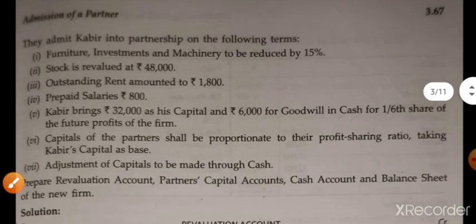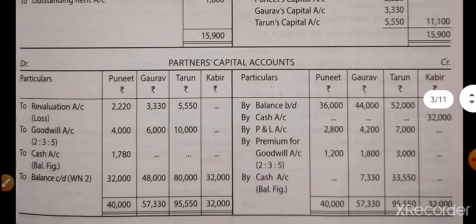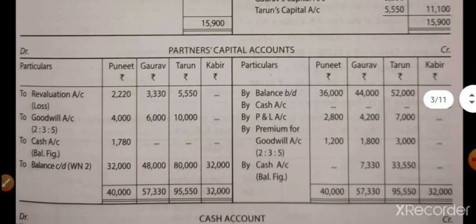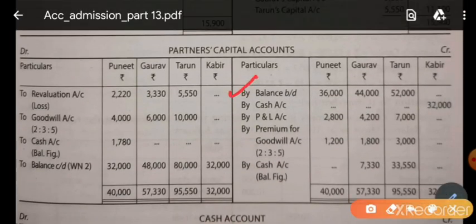Now we can see these things in the partners' capital accounts. In the partners' capital accounts, the first thing that we write is the balance. It comes from the balance sheet, so balances are already given.